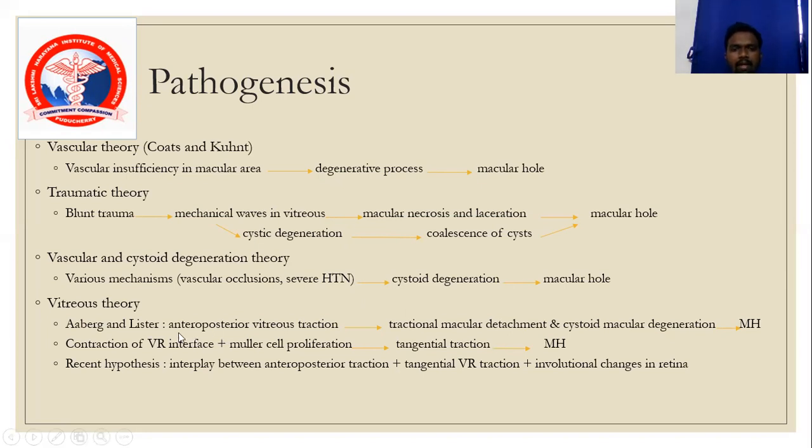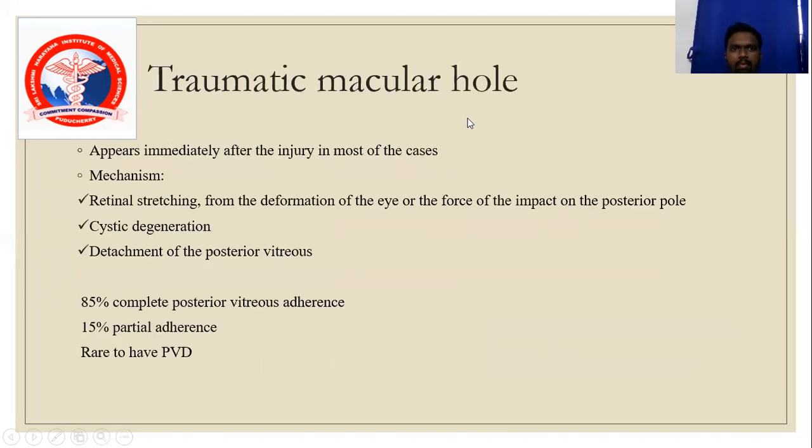Now there are other theories which have been recently proposed, which state that an interplay between the anteroposterior vitreous traction or even a tangential vitreoretinal traction or any evolutional changes in the retina, as suggested by Kurz and Quinn, can in turn, all the three pathomechanisms, indeed lead to development of a macular hole.